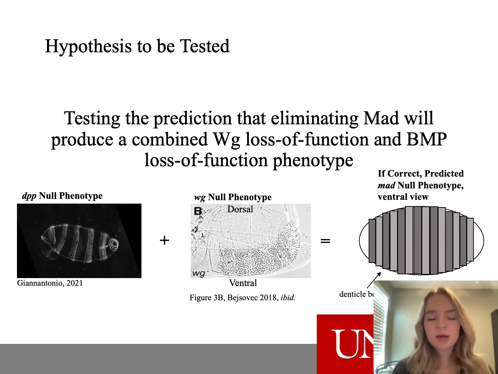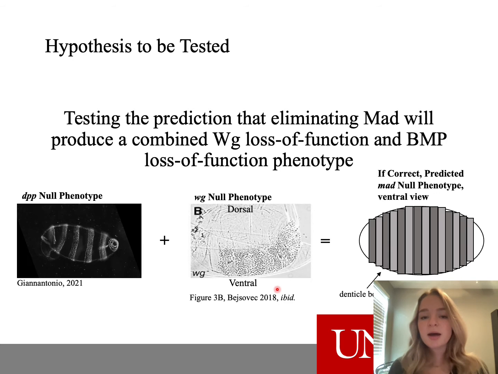The hypothesis that my experiment is going to test is testing the prediction that Dr. Evers made that eliminating MAD from the embryo will produce both a wingless null phenotype and a BMP null phenotype. So what this means is in the DPP null, we see denticle belts wrapping around the embryo, and in wingless null, we see no areas of naked cuticle between the denticle belts.